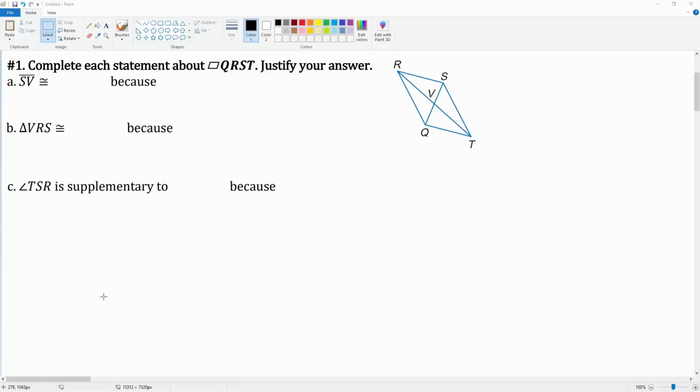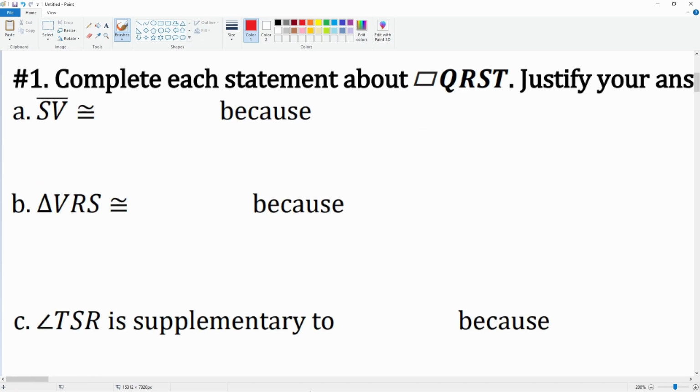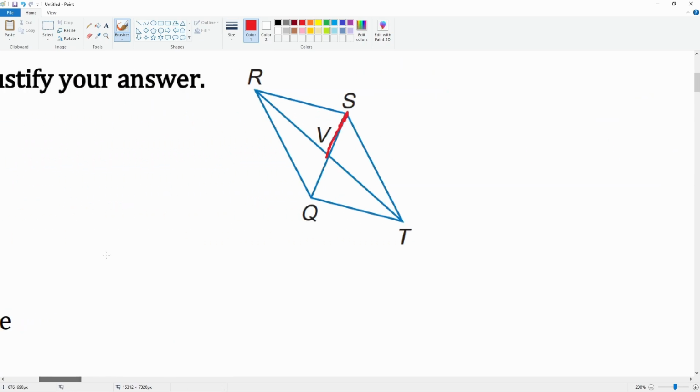Number one, you're going to complete each statement about the parallelogram QRS. Justify each answer. Here it says SV is congruent to what? Let's mark where SV is. SV looks like it is this part of the diagonal here. And we know that that diagonal right here has to be congruent to something here.